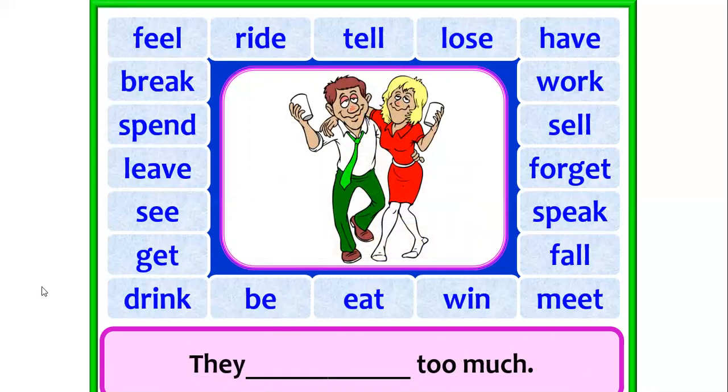They too much. It seems like they hold cups in their hands and they look awake. No, they look drunk. So they have or has, good, it's have. They have drunk too much. Drunk here is the past participle of drink. So they have drunk too much.